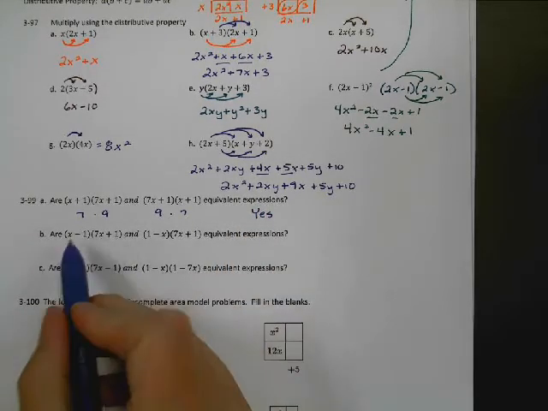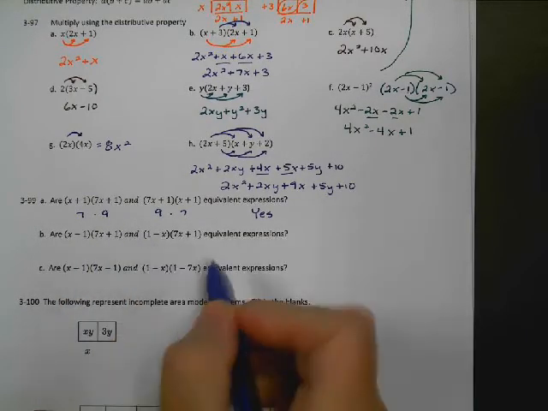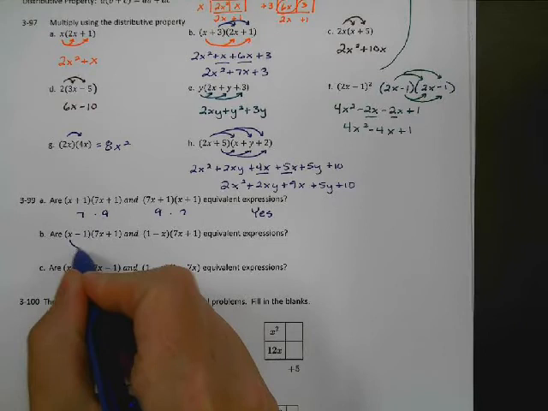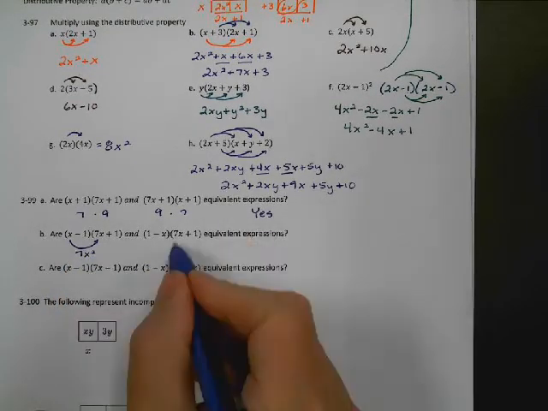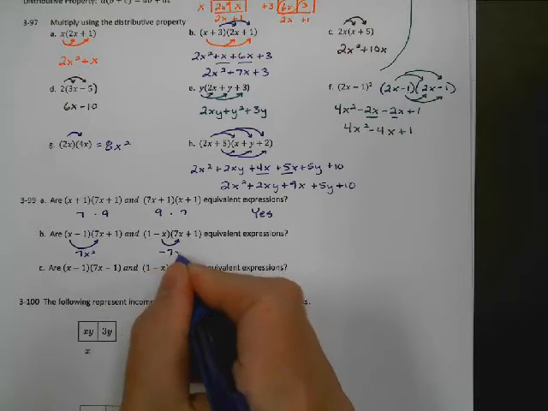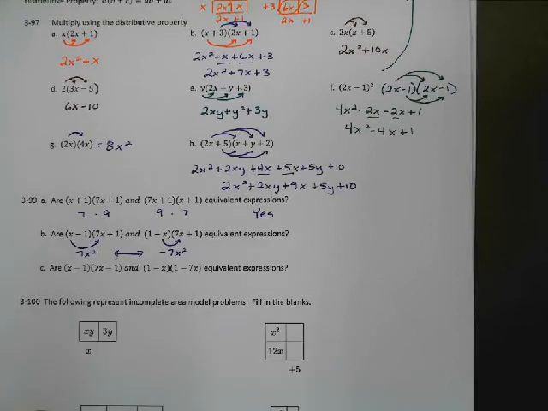Next one, (x minus 1)(7x plus 1), and then (1 minus x)(7x plus 1). Should that give us a different expression? Well, there's only one thing we really need to look at. Look at x times 7x. That would give us 7x squared. Now over here, let's do this multiplication. Negative x times 7x gives us negative 7x squared. We can already see that these are not going to be the same term.